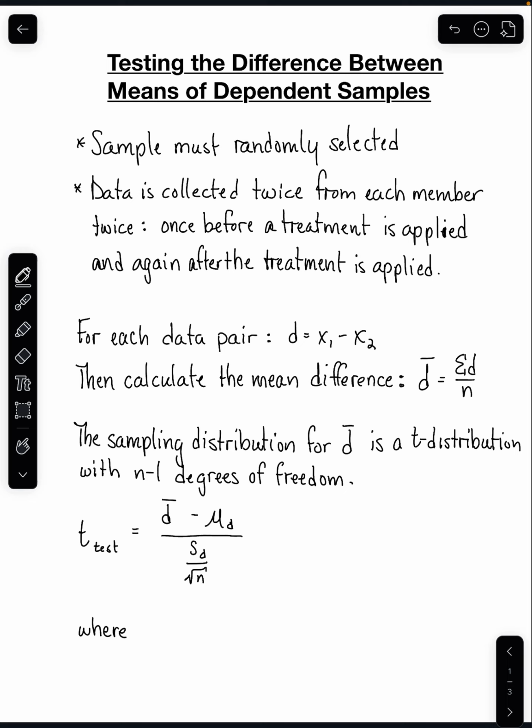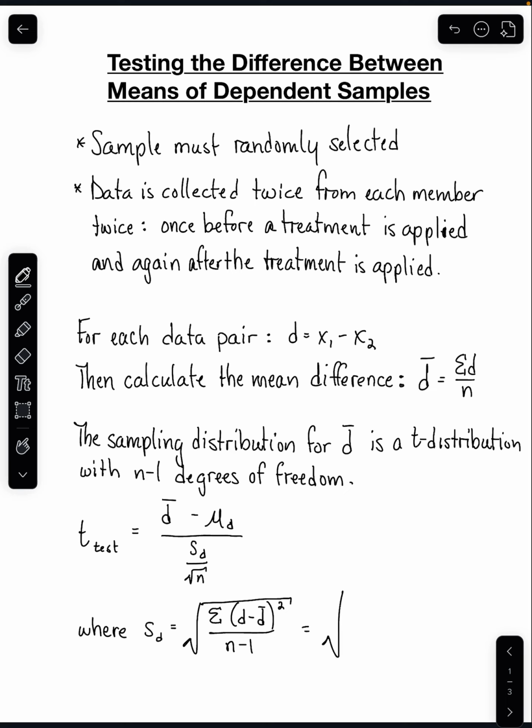This means that not only are we going to have to calculate the difference for each pair of data, and then the mean difference for each pair of data, we are also going to have to calculate the standard deviation of the differences. That is going to come from the formula, the square root of the sum of the squared deviations of the differences between the pairs of values over n minus 1.